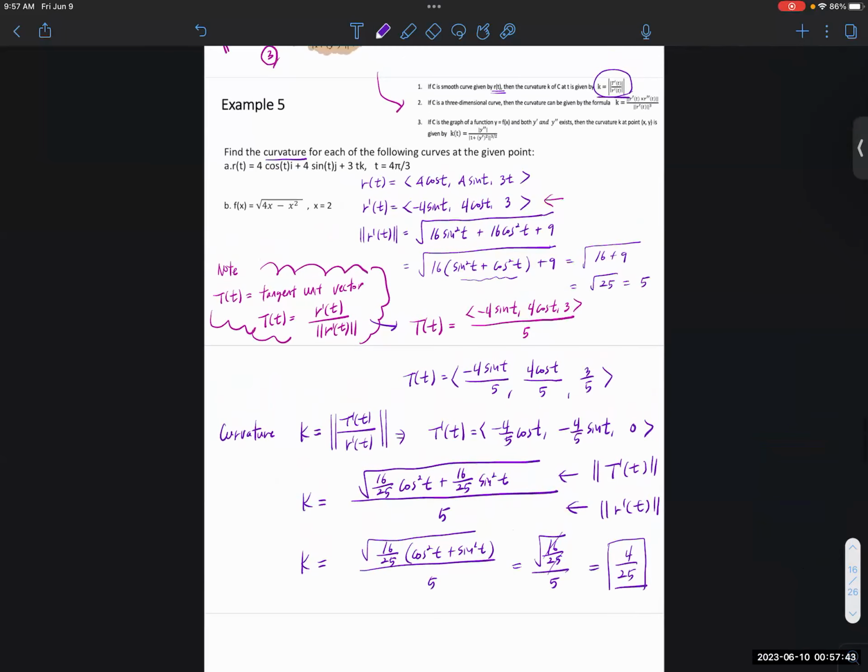Okay, you can think about it. Depending on the given equation, you're going to use one of the formulas to find the curvature. We know what that means. So let's take a look at B. What is going on?